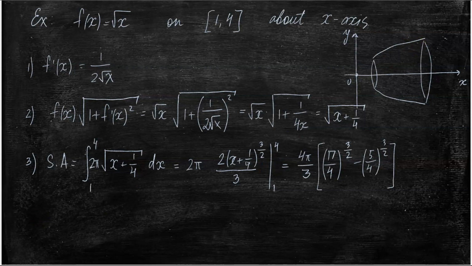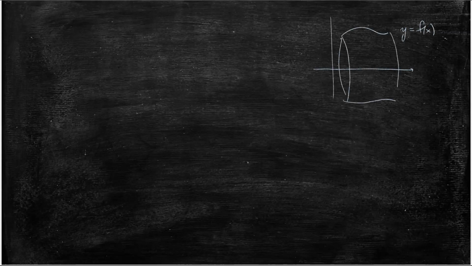Now, just like with the arc length, we can define a surface of revolution as a rotation around the y-axis. So if y is equal to f of x, we can rotate it around the x-axis, and in this case we have this formula.